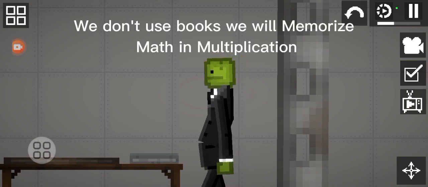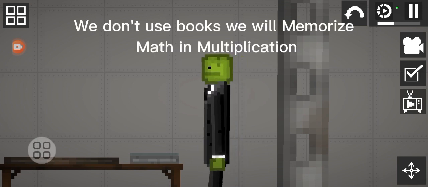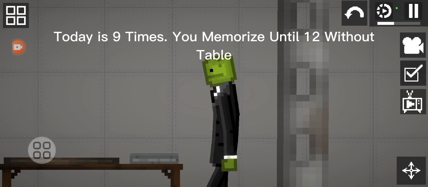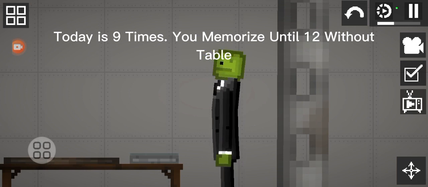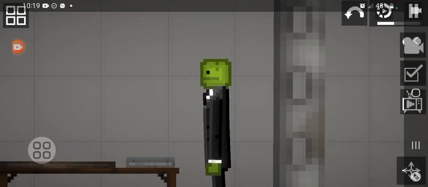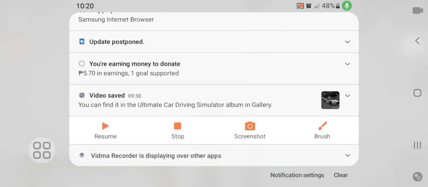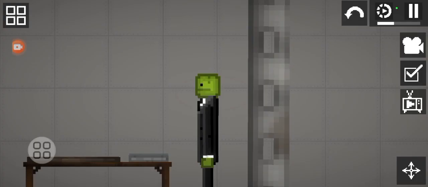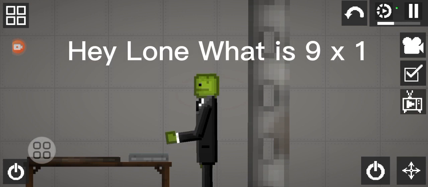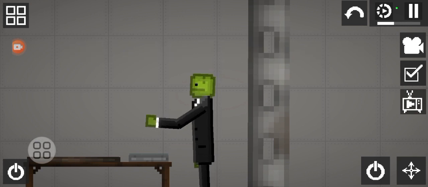We don't use books, we will memorize. Math in multiple tables. Today is 9 times. You memorize until 12 without the table. Hey, no, what is 9 times 1?